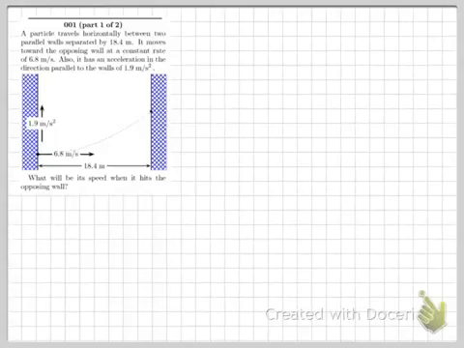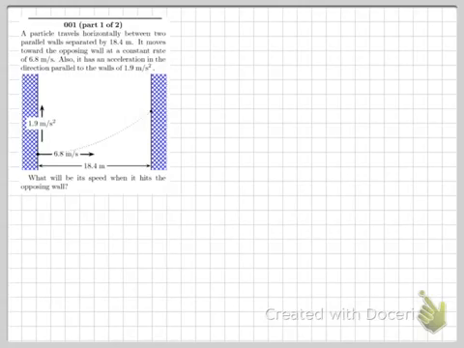Okay, we're going to do a problem from the UT homework, courtesy of the UT Quest system. It says a particle travels horizontally between two parallel walls separated by 18.4 meters. It moves towards the opposing wall at a constant rate of 6.8 meters per second. Also, it has an acceleration in the direction parallel to the walls of 1.9 meters per second squared. What will be its speed when it hits the opposing wall?